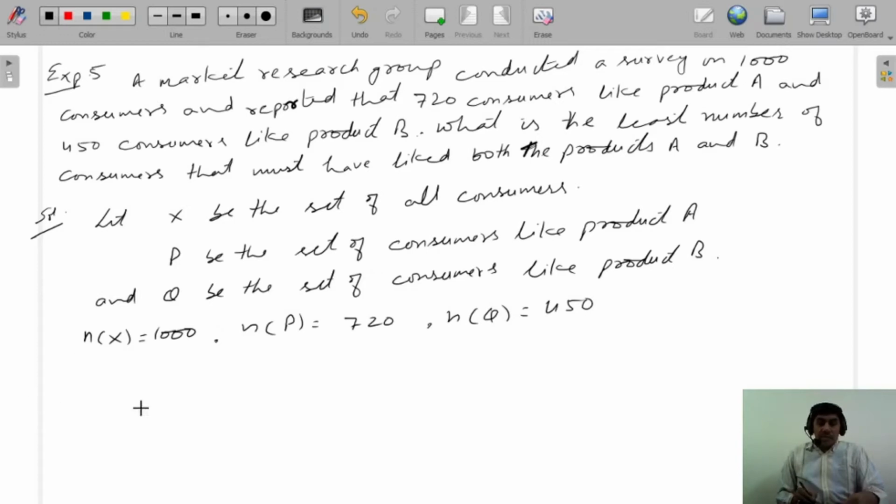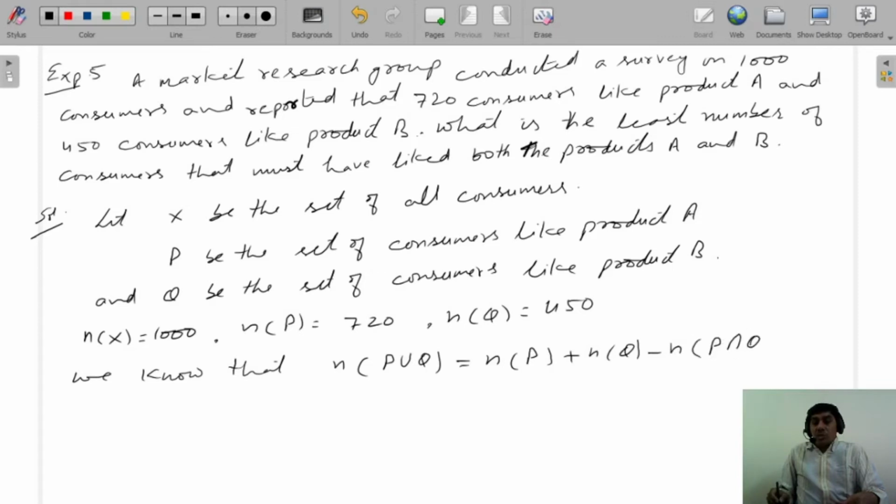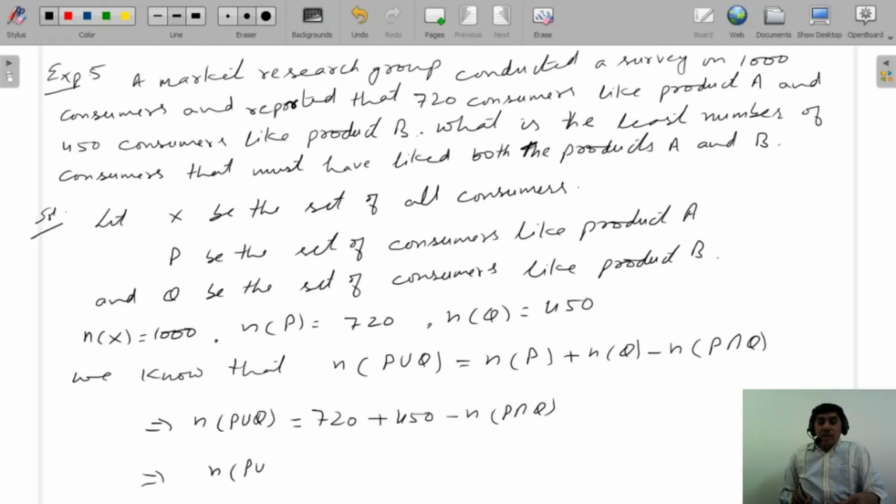We know that n of P union Q is equal to n of P plus n of Q minus n of P intersection Q. This implies n of P union Q is equal to 720 plus 450 minus n of P intersection Q. This implies n of P union Q is equal to 1170 minus n of P intersection Q. Call it equation number 1.